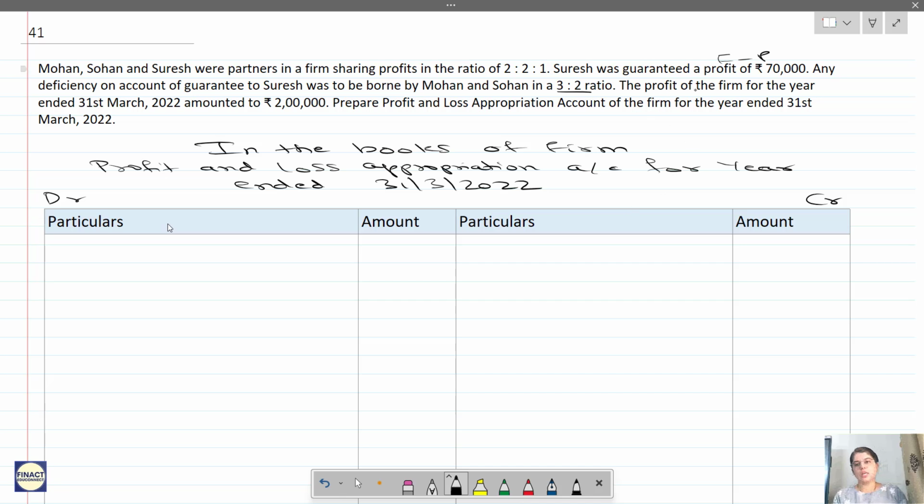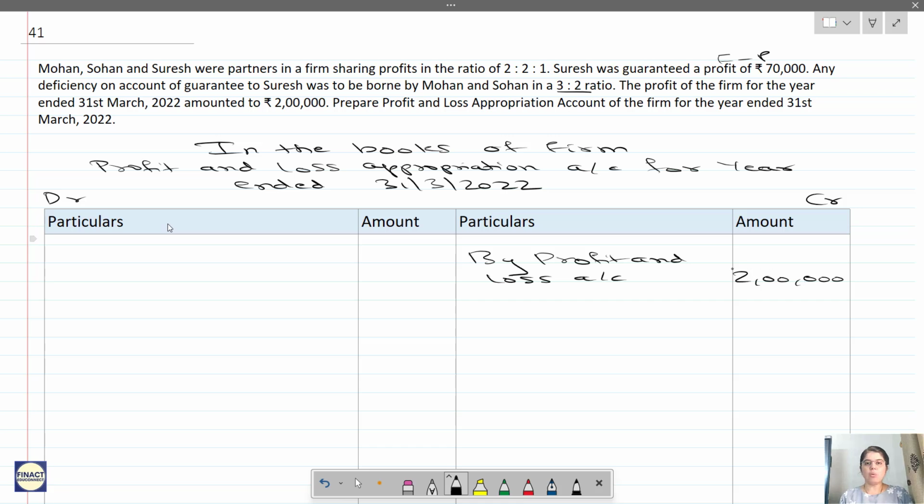So see here, the profit for the firm for the year ended amounted to 2 lakhs. So this is a profit. It has been transferred from your profit and loss account to the P&L appropriation account, correct? So that comes to 2 lakhs.